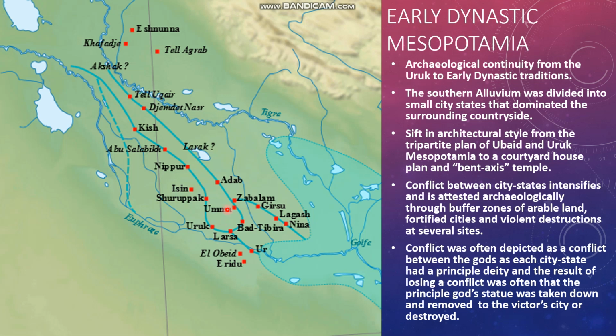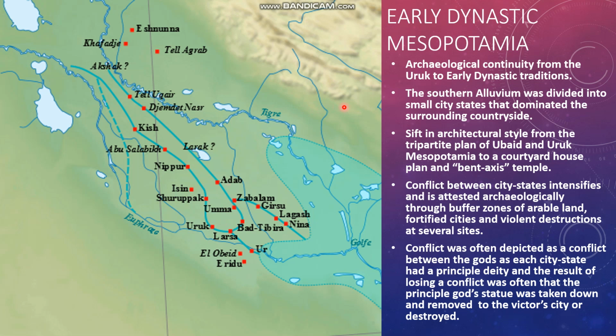So this conflict is oftentimes also depicted as a conflict between the gods. Each of these city-states, as we talked about last class, has its principal deity. So the excavations at Uruk focused on the areas that were represented in this early dynastic period as the temples of Nana and Inanna, the moon god and the goddess of love and war in the Sumerian pantheon. So each of these city-states has their own god.